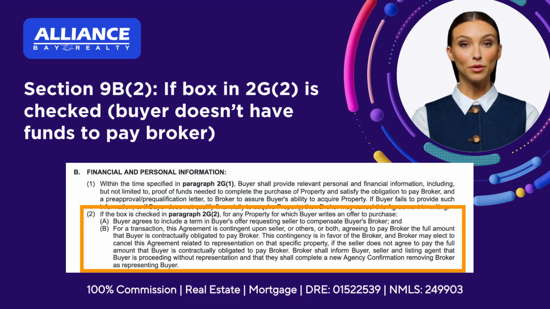Section 9B, 2: if box in 2G2 is checked, buyer doesn't have funds to pay broker. This subsection kicks in only if Section 2G2 is checked. A. Buyer agrees to include a term in the offer requesting the seller pay the buyer's broker. B. The transaction becomes contingent on seller or others agreeing to pay broker the full amount the buyer is obligated to pay.